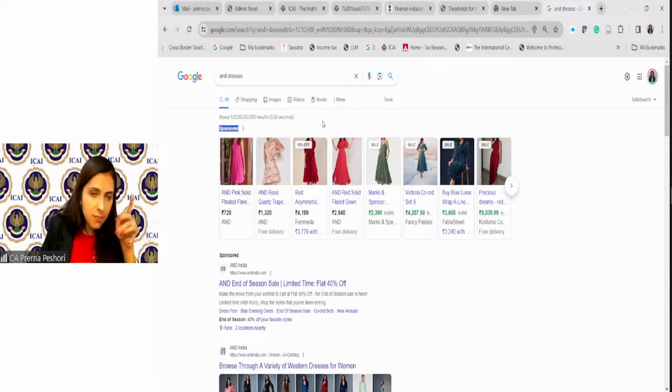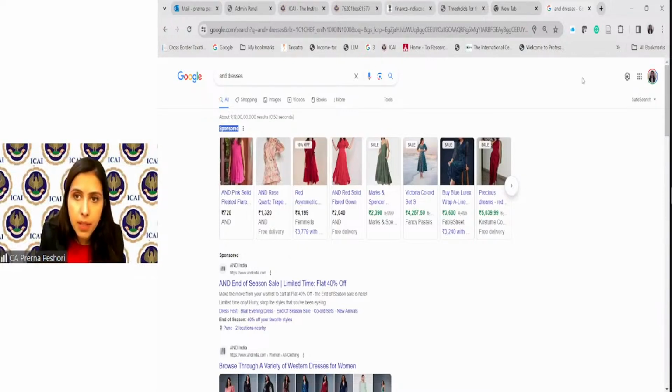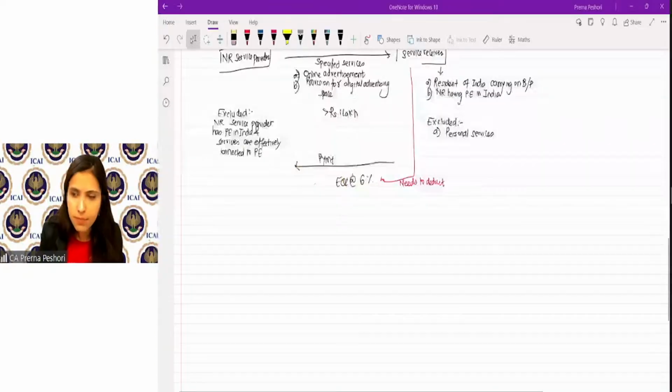Let's say now Google gives you the option that if you want, you can make the payment to Google India and not Google Ireland. Google usually asks for the payment to either the Singapore entity, the Ireland entity, or the Indian entity. If I'm making the payment to the Indian entity, will the equalization levy be applicable? Let me give you the example.